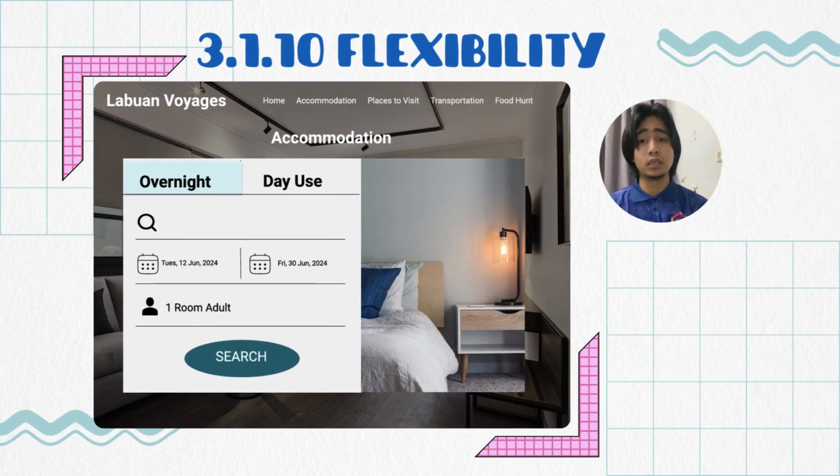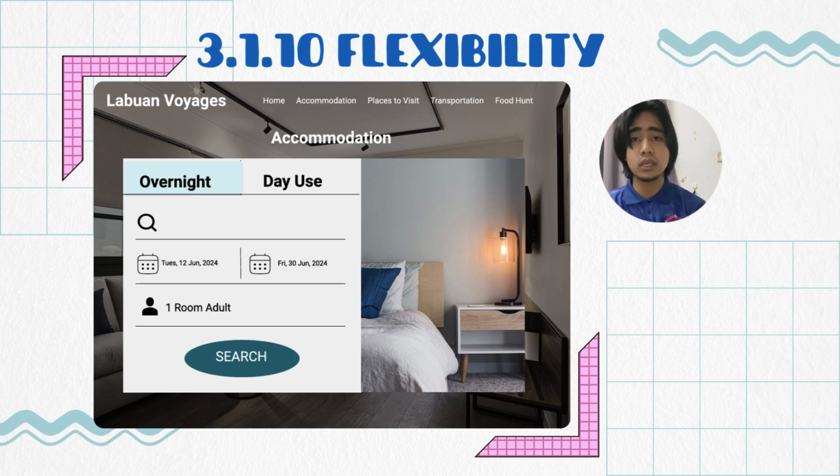Next, flexibility. The website shows flexibility in choosing dates and options for day use or overnight stay. The website user interface is designed to facilitate flexible booking options for a hotel. It clearly presents 2 choices per request: overnight and day use. Each option has its own calendar that allows users to specify their desired duration of stay.